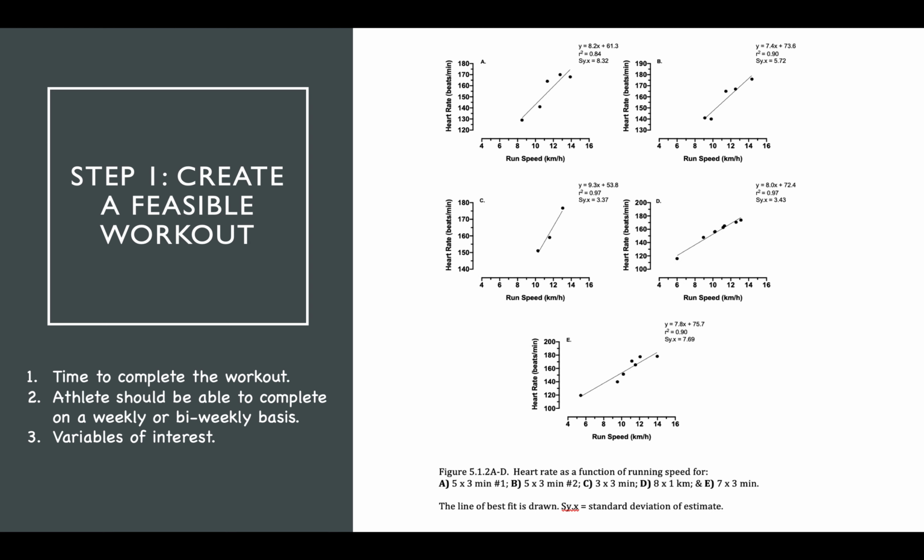And then the 3 times 3 minutes in graph C, the R squared value was really good. So the line of best fit was very good. But ultimately we decided that that wasn't a large enough range in running speed. So you can see that the running speed just went from about 10 to a little over 13 kilometers per hour. So it just didn't give us a large enough range in running speed in one workout. So there's too much guesswork between those 3 points.